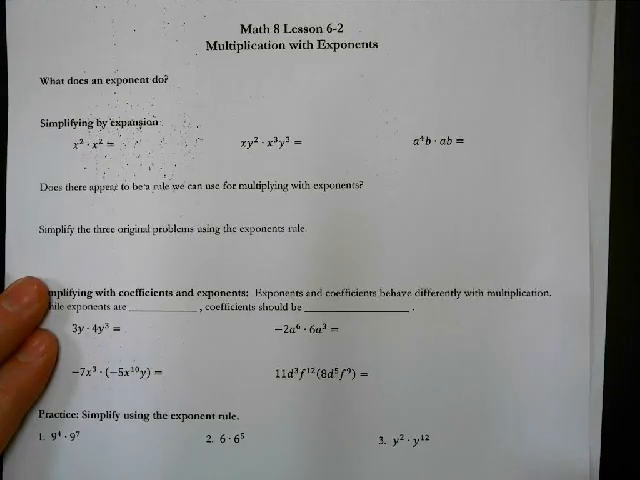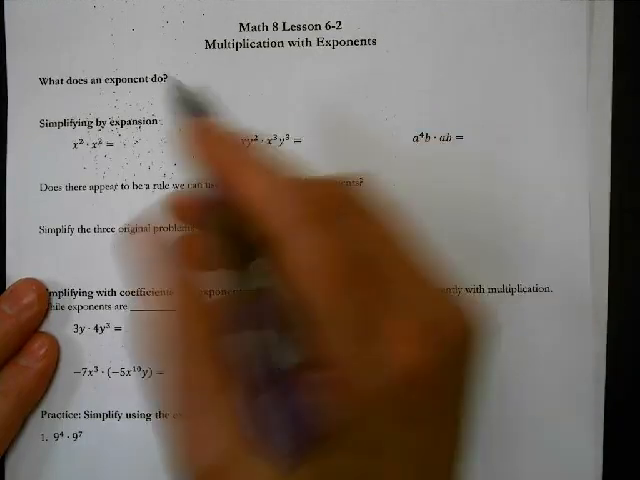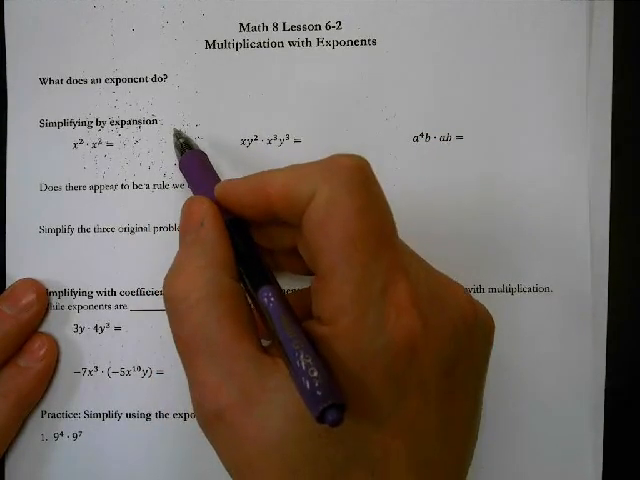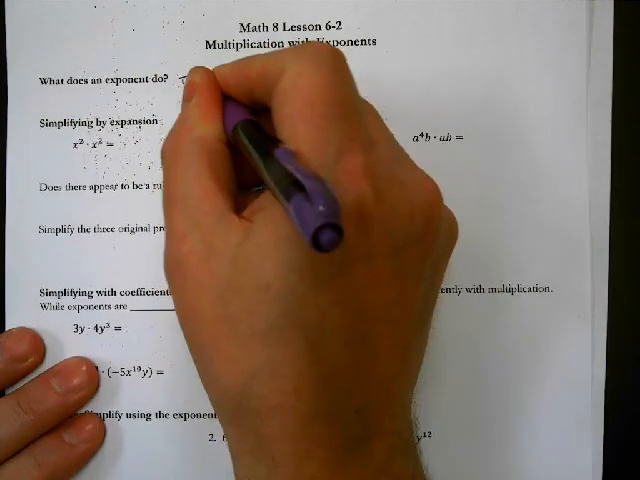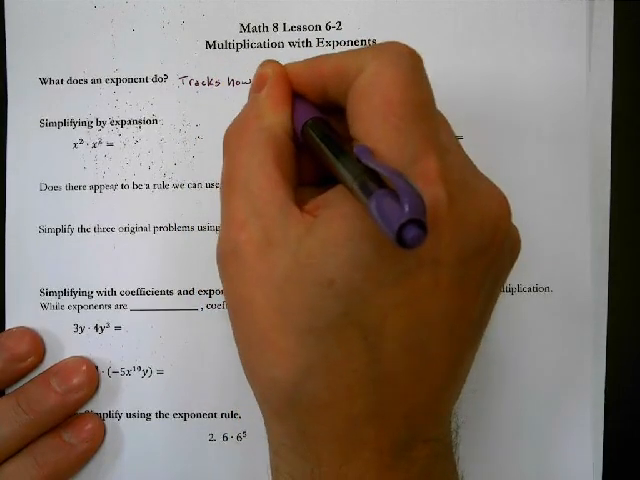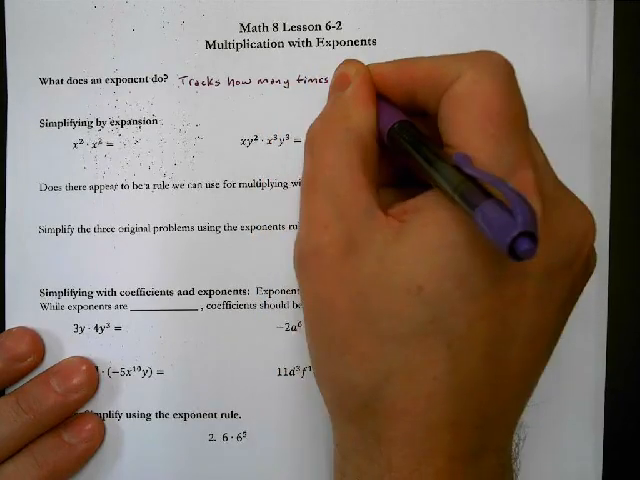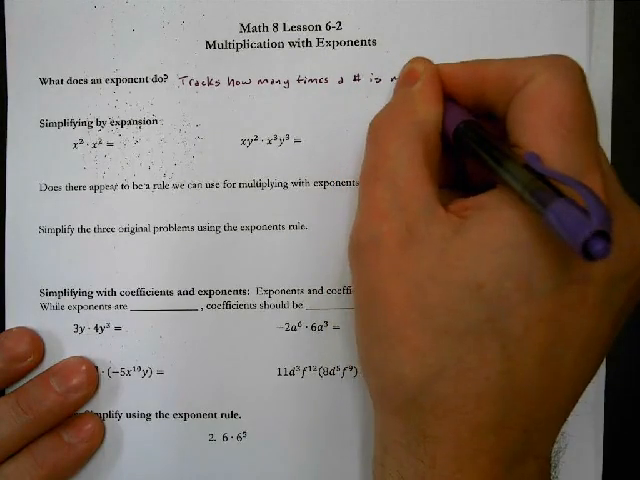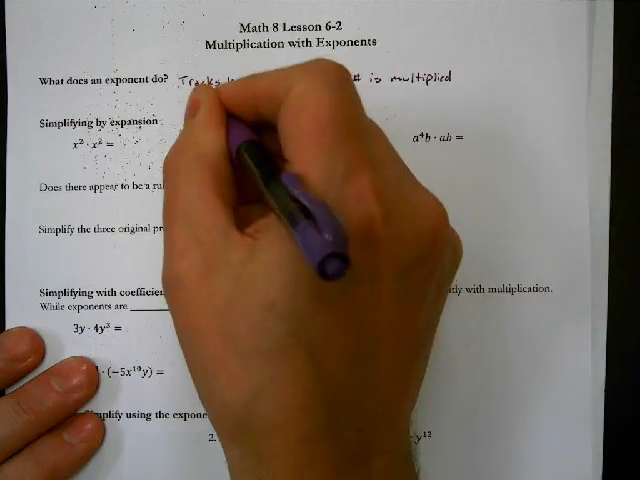Well, we found out the other day that an exponent keeps track of how many times a number is being multiplied by itself. So it tracks how many times a number is multiplied by itself.